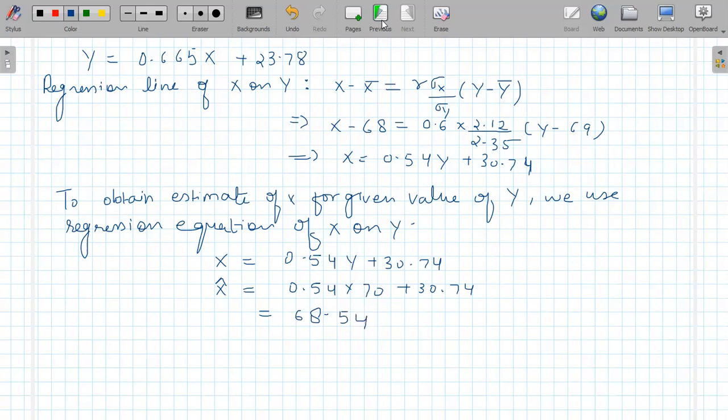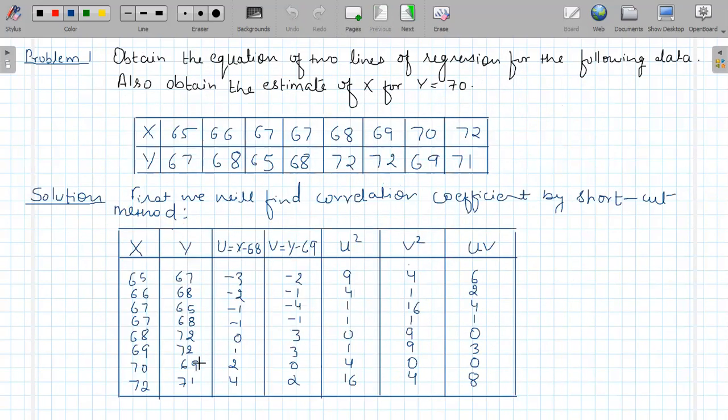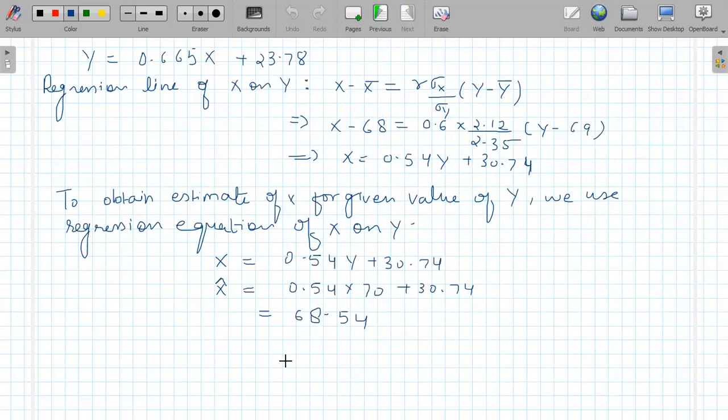So you can see y is equal to 70 के लिए x की estimated value हमारे पास नहीं है। x की कोई भी वैल्यू हमारे पास y is equal to 70 के लिए नहीं है, लेकिन हमने उसको estimate कर लिया है by using the regression line of x on y से। Okay, so this denotes the estimated value of x.